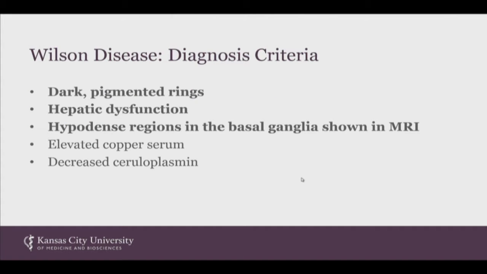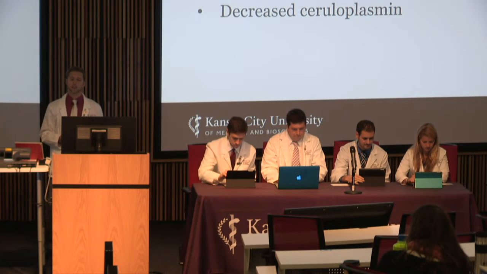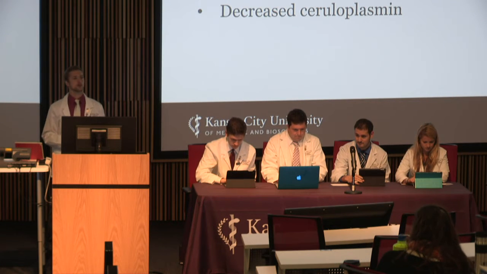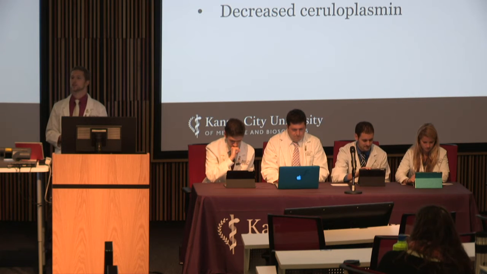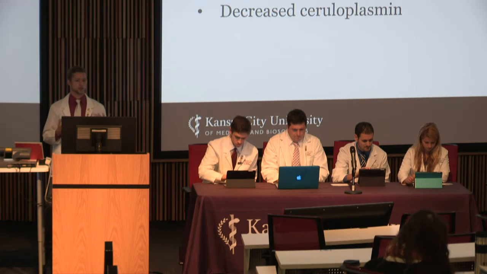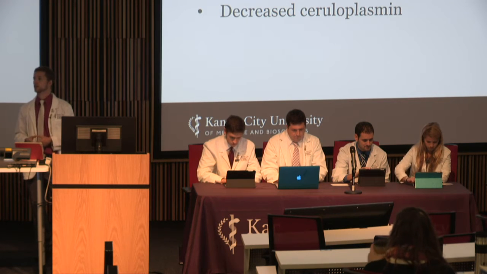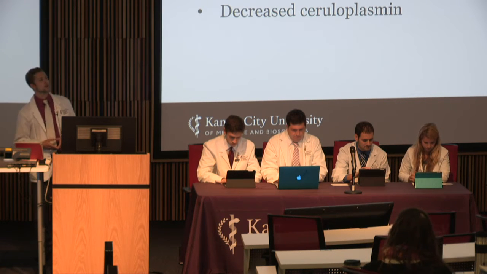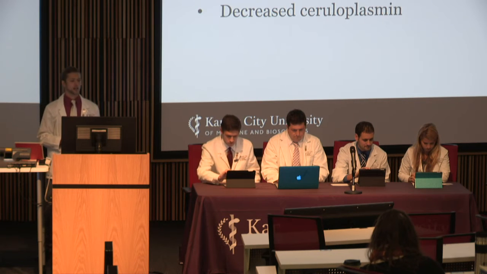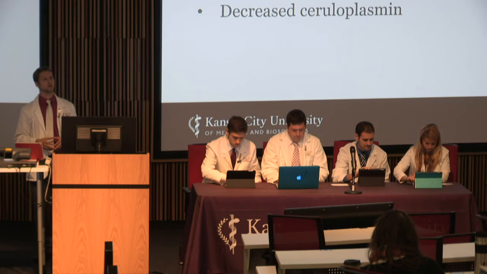Now, on the screen, we will see the diagnosing criteria for Wilson's disease. These include dark pigmented rings around the iris, hepatic dysfunction, hypodense regions in the basal ganglia, elevated copper serum levels, and decreased ceruloplasmin levels. You'll find that the first three of these are bolded because we have already established that our patient displays these symptoms or these characteristics. She does display dark pigmented rings around her irises, as found in physical examination. Her liver function tests displayed that she does, in fact, have hepatic dysfunction, and her MRI findings revealed the hypodense regions of her basal ganglia.